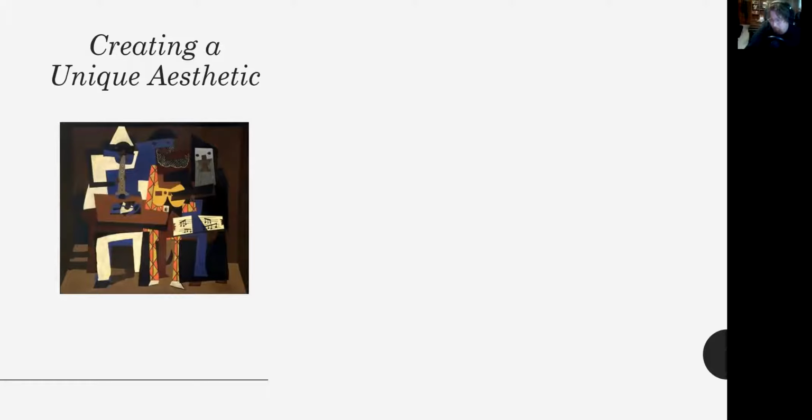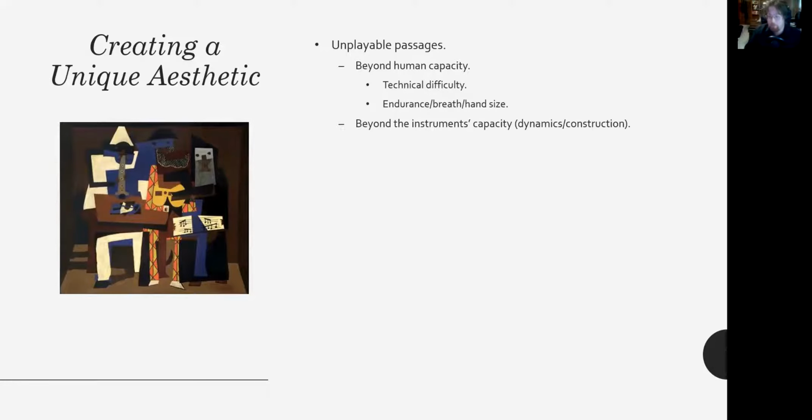In this case, human playability is not an issue, and so we can begin by writing unplayable passages. These passages can be beyond human capacity in the sense of technical difficulty, or they can go past what's humanly possible in terms of breadth, endurance, and even something like hand size. We can also write passages that are impossible due to the nature of the instruments. For instance, we can write dynamics that go beyond an instrument's expressive palette.